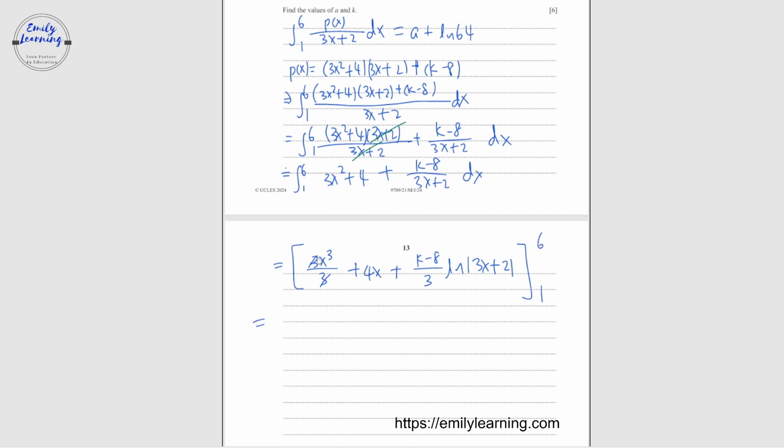So I'll sub in x equals 6 into x cubed, so that means it is 6 to the power of 3, which is 216. 4 times 6 will give me 24, plus k minus 8 over 3 ln 3x plus 2, and when x is 6, I basically have ln 20. Then I will minus, now I sub in x equals 1, so 1 cubed is 1. 4x when x is 1 is 4. Then plus k minus 8 over 3 ln 5.